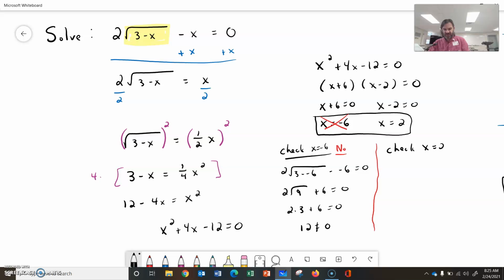So recall that our method for solving these works, but it also picks up extra answers. So if there's an answer, we get it, but we also pick up a few things along the way that might not work. So let's see. When I plug in 2 square roots of 3 minus 2, then minus 2 equals 0. So that's 2 times 1 minus 2 equals 0. Yes, 0 equals 0. This checks out. So we really only get the one answer, which is x equals 2.